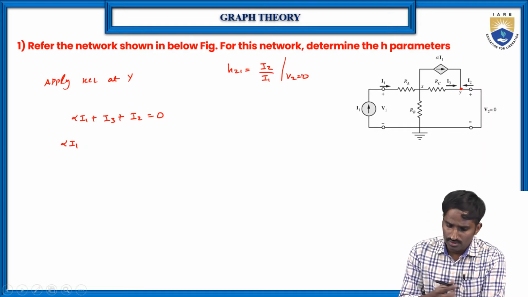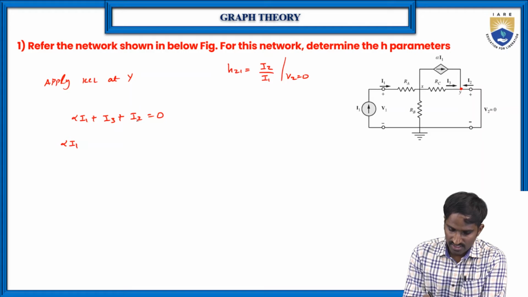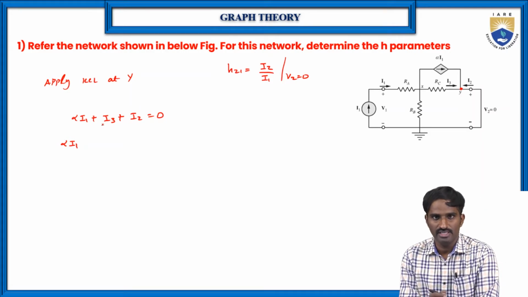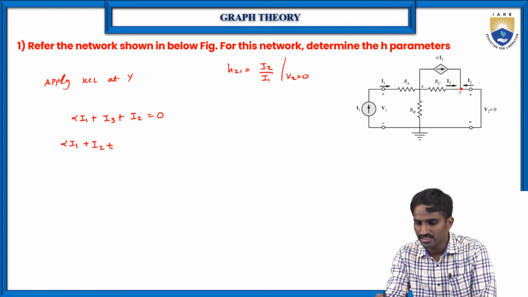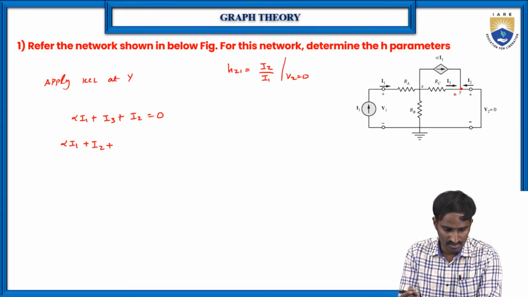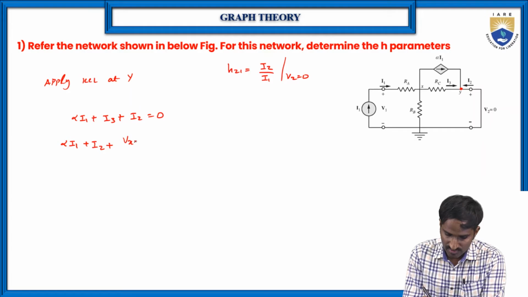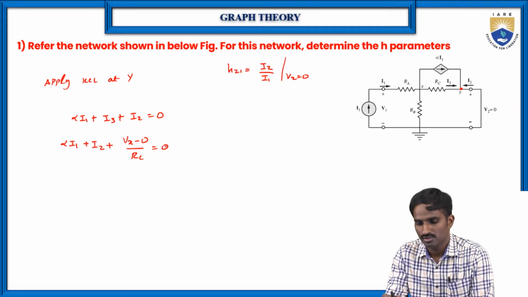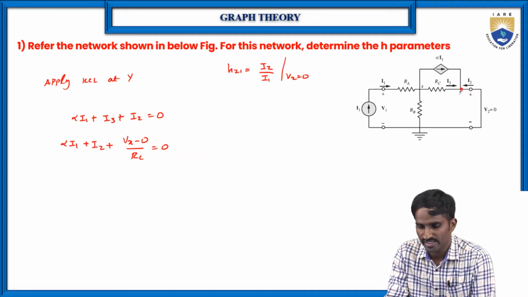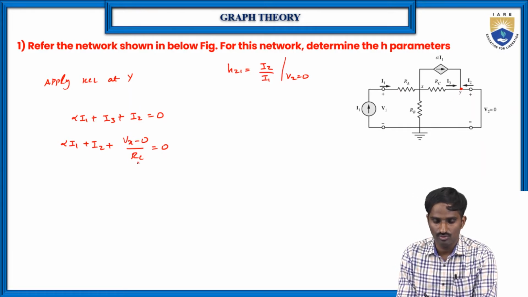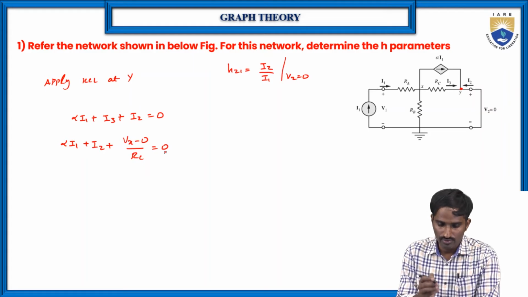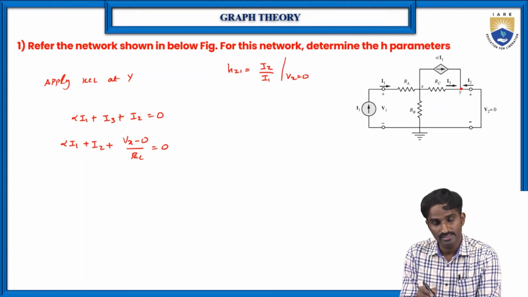H21, right? So then here I1 is there, I2 is there, but I3 is also there. So we have to eliminate the I3 value. For that what we can do is alpha into I1 plus I2 plus I3. I3 here we can write as Vx minus 0 by Rc, which is equal to 0. Because here the source voltage we are making 0. So Vx minus 0 by Rc is equal to 0. We know the value of Vx here, in terms of V1.